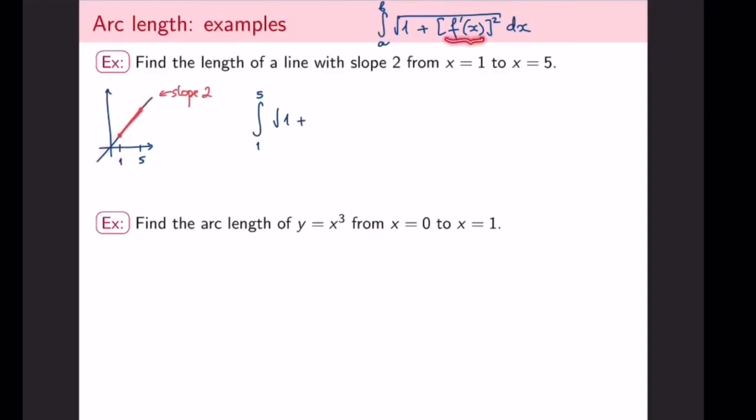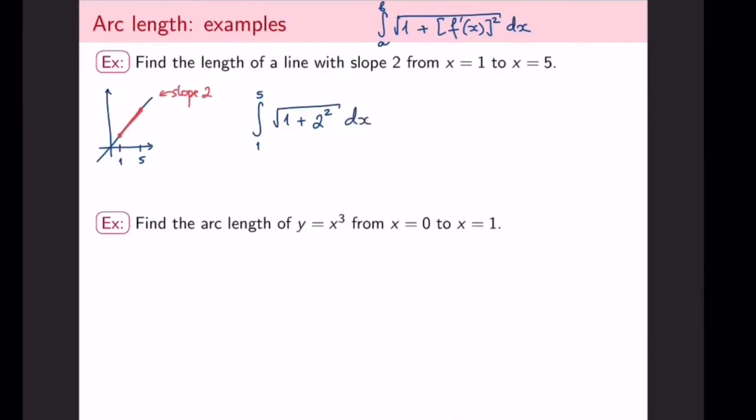I'm not actually given it explicitly. I'm just told it's a line of slope 2. So if it's a line of slope 2, then what is the derivative? The line is always of the form mx plus b. So the derivative of it is its slope. And here I am told that the slope is going to be 2. So the derivative of this line is a constant 2. Now notice that I always have to square the derivative as per the formula. And then I have my dx.